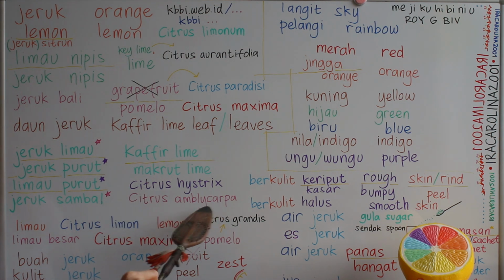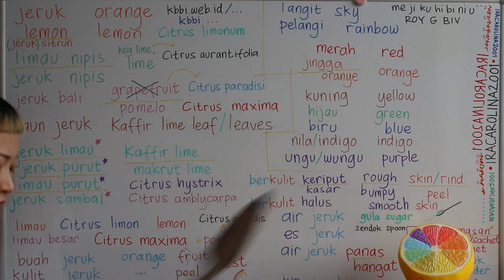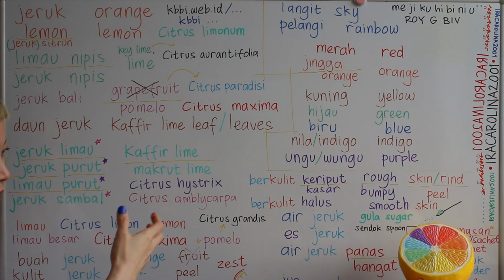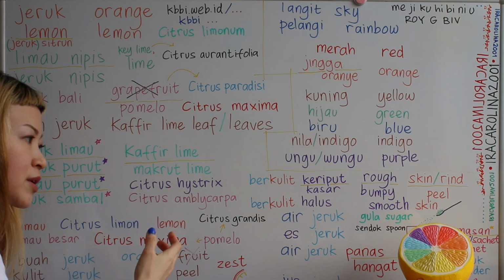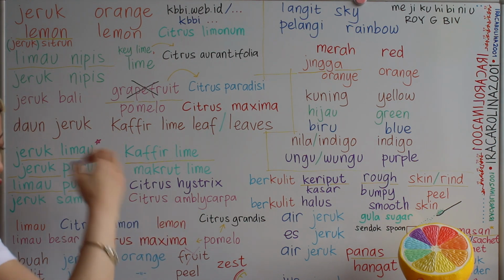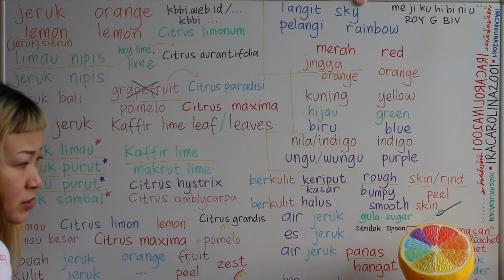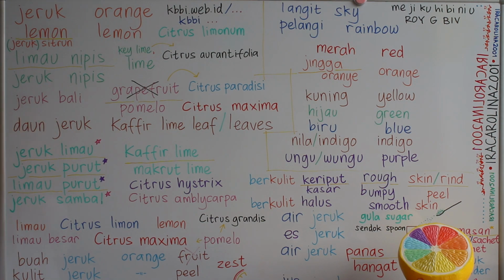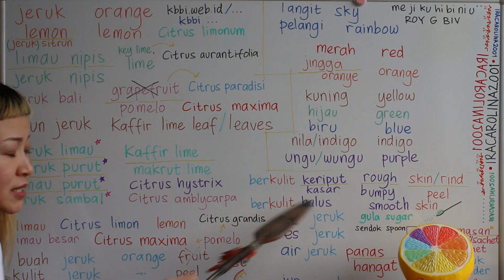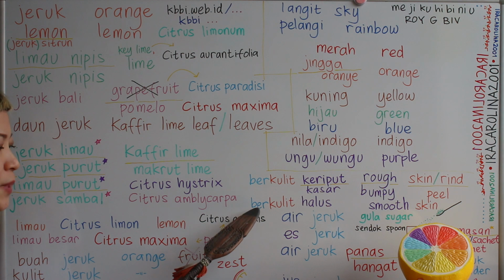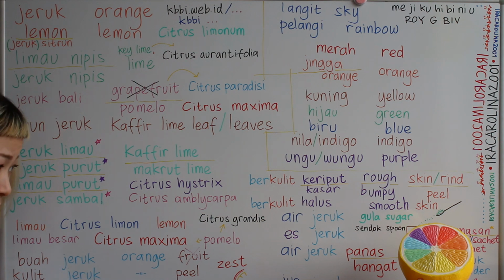And Citrus amblicarpa is smooth skin, and possibly after a while the skin becomes orange. Smooth skin, in Indonesian language, berkulit halus. Halus is smooth. Ber is a prefix, it means have or has. Kulit is skin. Berkulit halus, having smooth skin.